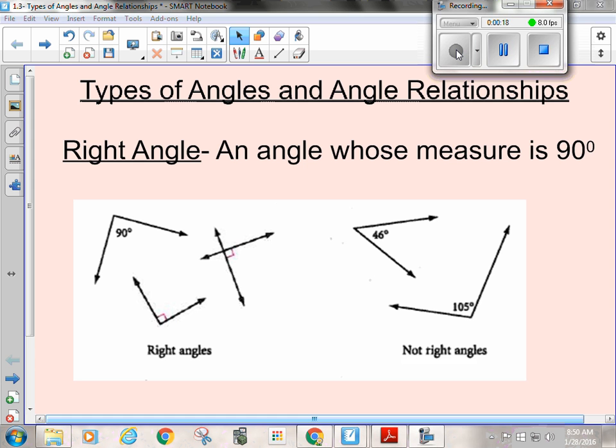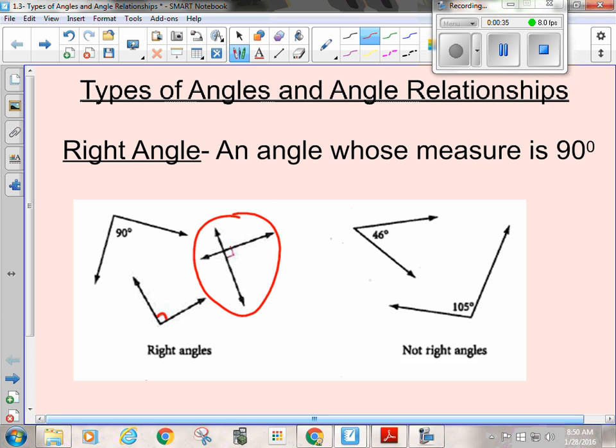Our first one is a right angle. It's an angle whose measure is 90 degrees. So we've got some examples on the left side here about right angles. Remember that a right angle can be denoted by that little square. And here, when we have two lines that intersect, if one angle is a right angle, it implies that all four of these are right angles. So two intersecting lines create four right angles. And the two on the right side here are not right angles. They're less than and greater than 90 degrees.